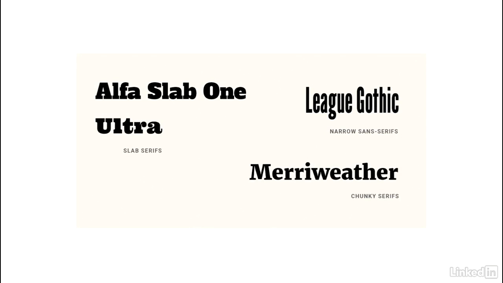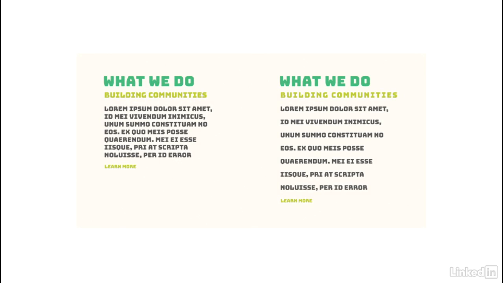I personally love slab serifs like Alpha Slab 1 and Ultra, narrow sans serifs like League Gothic, and chunky serifs like Merriweather. If your selected typeface is particularly distinct, like, say, Google's Bungee font, try using CSS letter spacing and line height to improve the legibility.